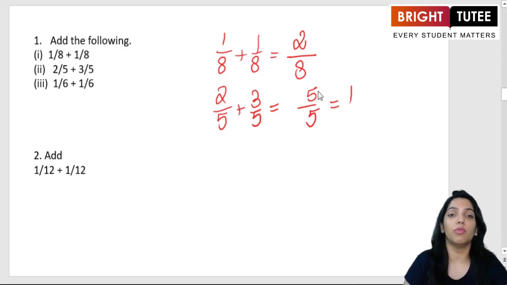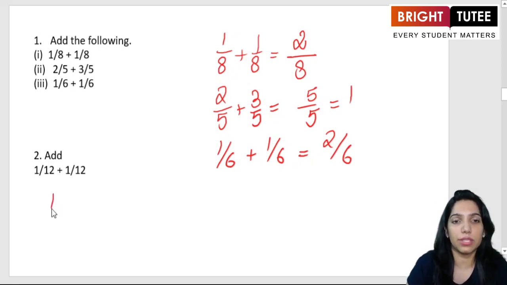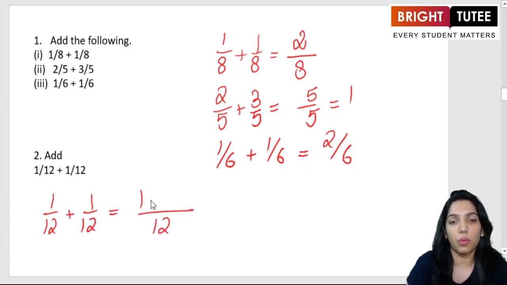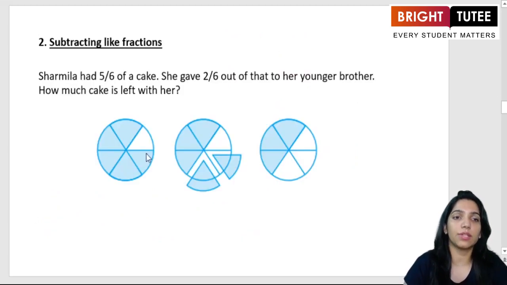Clear? Now moving on to the next one, it's 1 over 6 plus 1 over 6. So the answer is 2 over 6. I hope this is clear. Now let's do the second question. It's 1 over 12 plus 1 over 12. So we keep the denominator the same. We add the numerators and then we get the final answer of 2 over 12. Clear? Moving on to the next part, that is subtracting the like fractions.